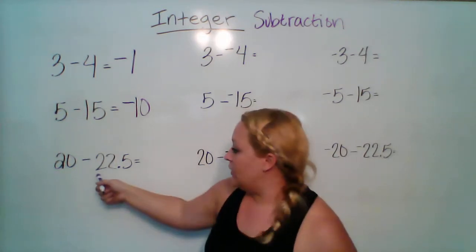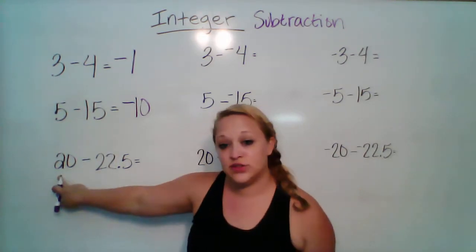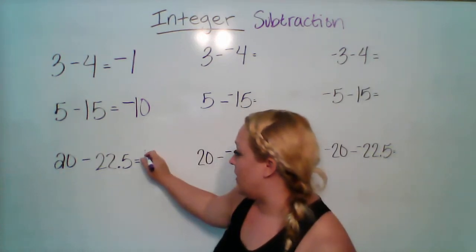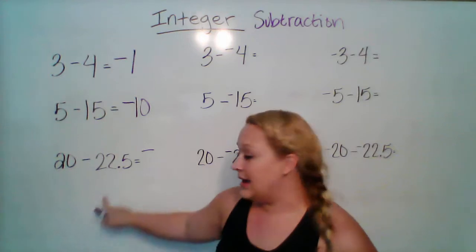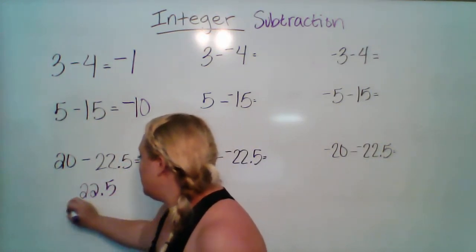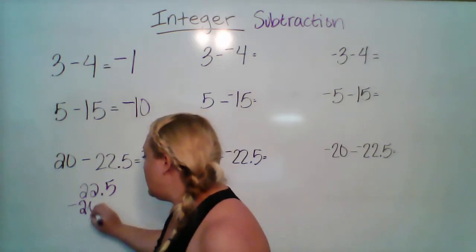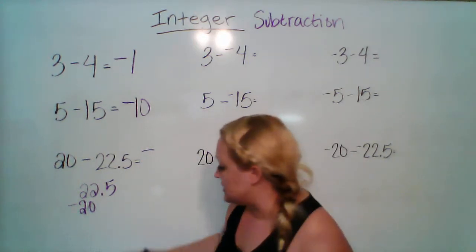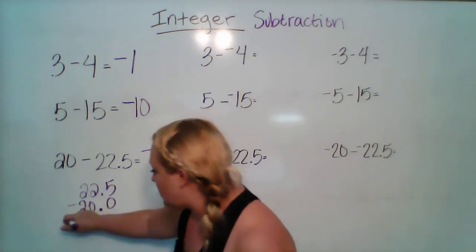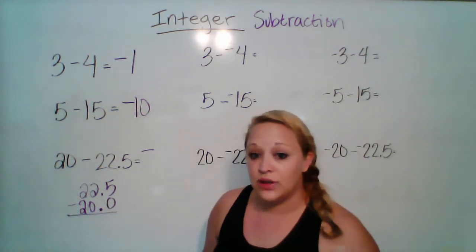Okay? Here we go. Again, I have 20 minus 22.5. I have a little number subtracting a big, therefore my answer is going to be a negative. Now we need to subtract 22.5 minus 20. Now if you notice, 20 does not go underneath the 5. We put a decimal and we put a 0. Because you don't line up the numbers, you line up the decimals.